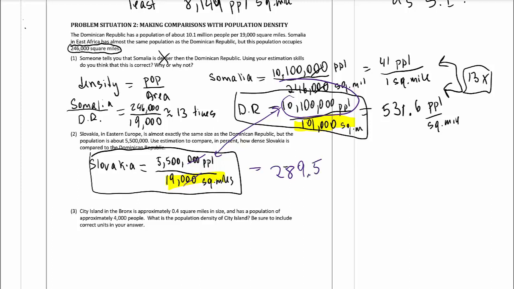It says how dense Slovakia is compared to DR as a percent. So if you compare this, 289.5 divided by 531.6 as a percent, all right, divide by 531.6, will be about 54%, about. So how do you write it in a sentence? Slovakia is 55% as dense as Dominican Republic.